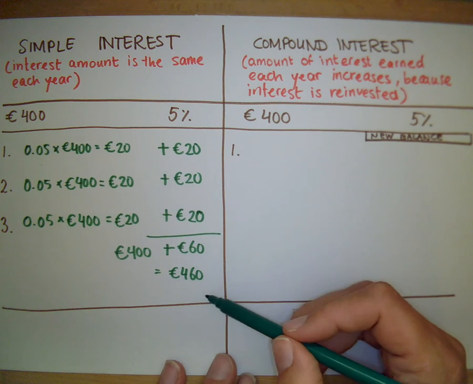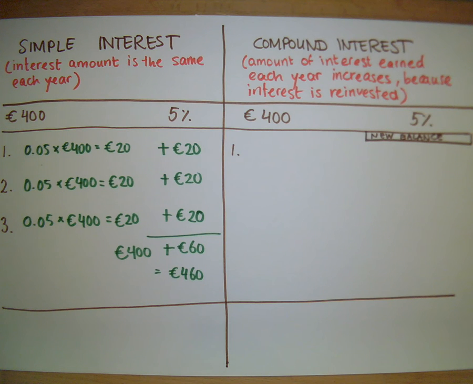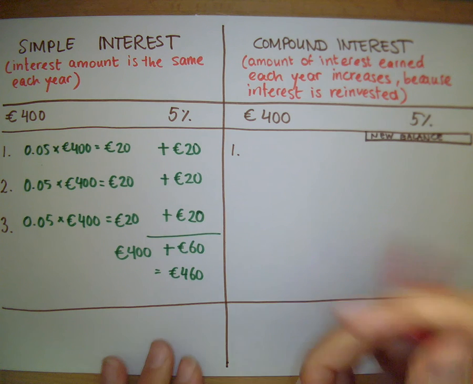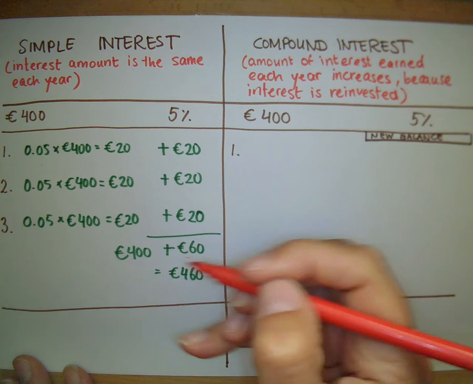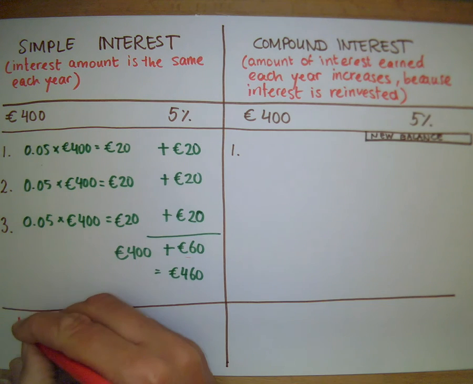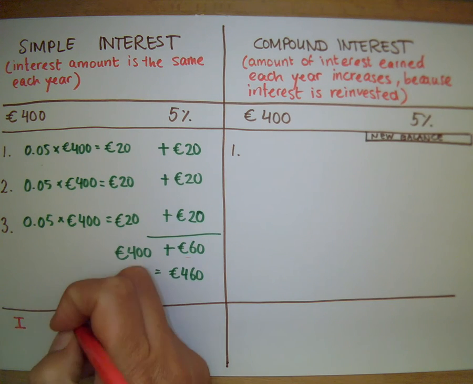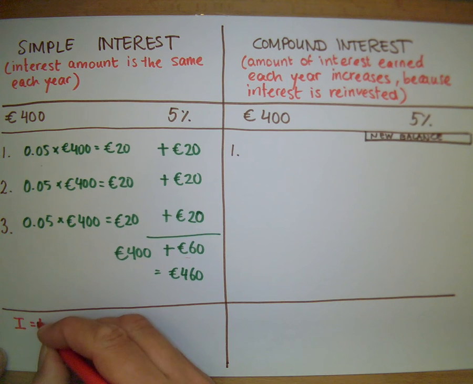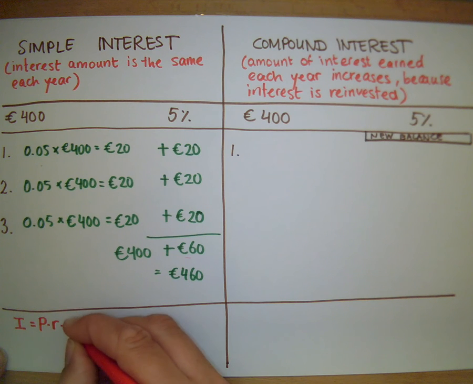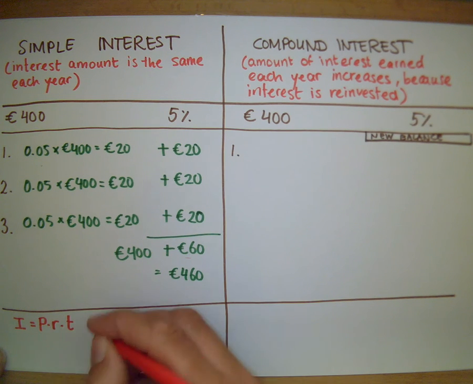We could formulate a formula to calculate the interest. So to actually calculate this 60, the interest, where shall I write this? I'll do it here. The interest over a certain time period is equal to the principal amount times the rate times the number of years we kept it in there.